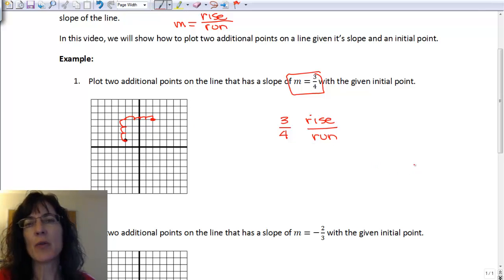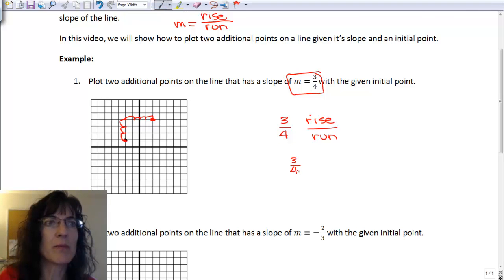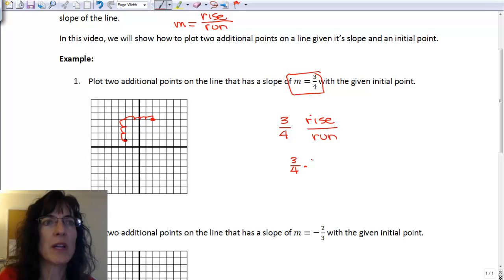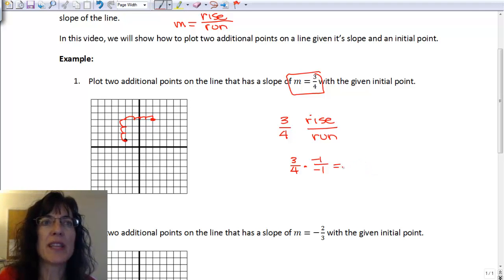That puts me right here. Now there's one other way to find another point on your line, and that's to think of the opposite. I can take the 3/4 that I know is my slope and multiply by something that reduces to 1 and is going to change my sign. So I'll multiply by -1 divided by itself, which is the same thing as 1. If I multiply anything by 1, I haven't really changed its value. So I'm going to use that idea to multiply the 3/4, my slope, by -1 over -1.